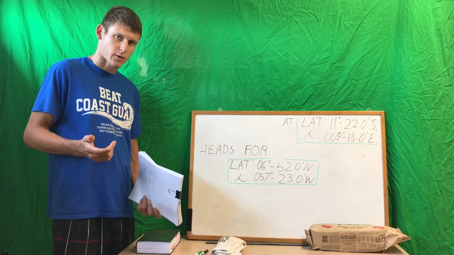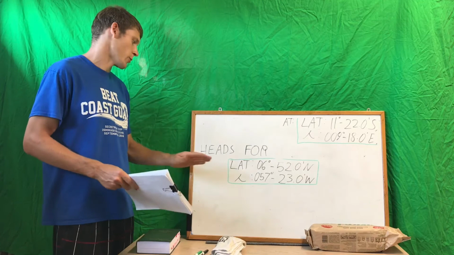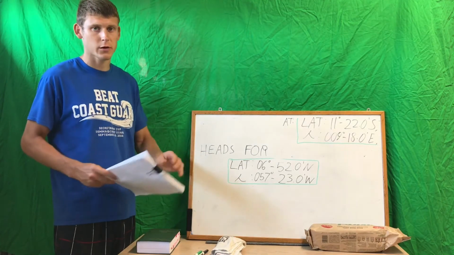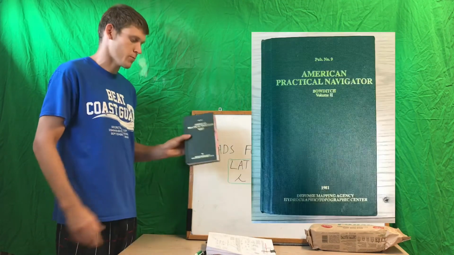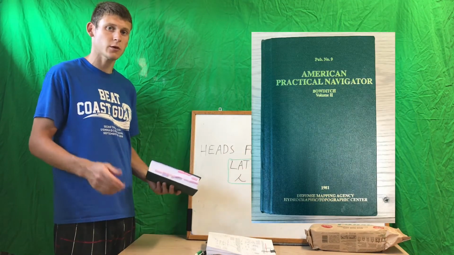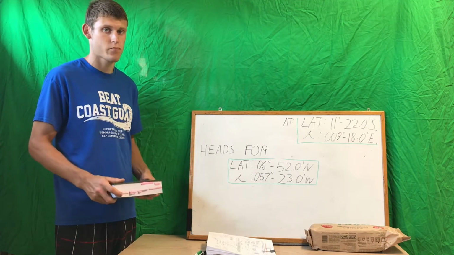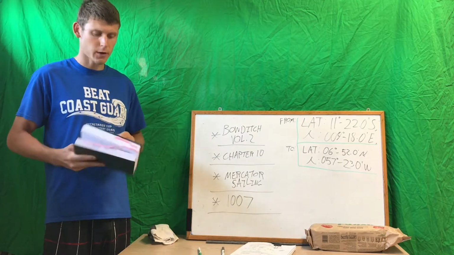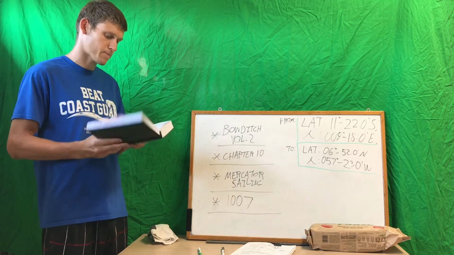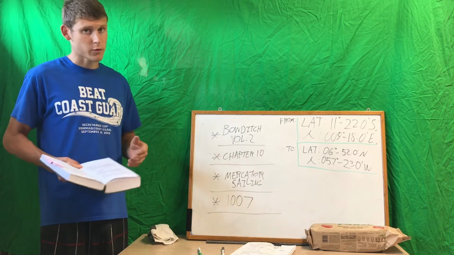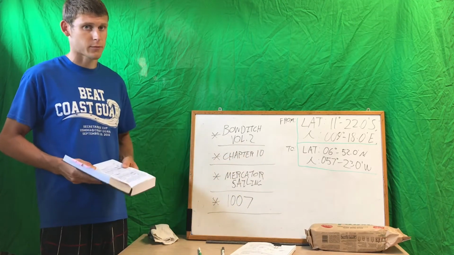So when you start a Mercator Sailing problem, you're going to want to make a note of where you're coming from and where you're going. The resource you're going to need for a Mercator Sailing problem is just your Bowditch Volume 2. In particular, you're going to go to Chapter 10, the Sailings, to get your formulas. Bowditch Volume 2 is going to be provided for you on your licensing exam. What you're going to need to know, though, is where to go in the book for formulas for certain problems like these.